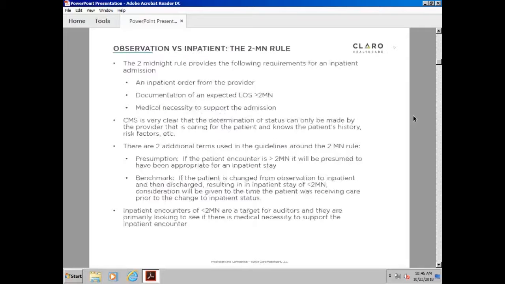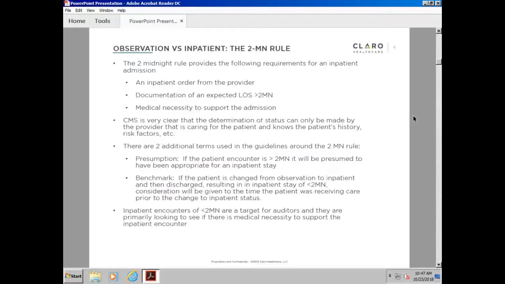It really doesn't look good for us to go back and forth. It doesn't mean that we have it. It means that we don't have our decision very solid when we make them OBS, and then we make them inpatient and we turn them back to observation. It tells CMS that we really don't have a solid thought at the beginning of the patient's stay.